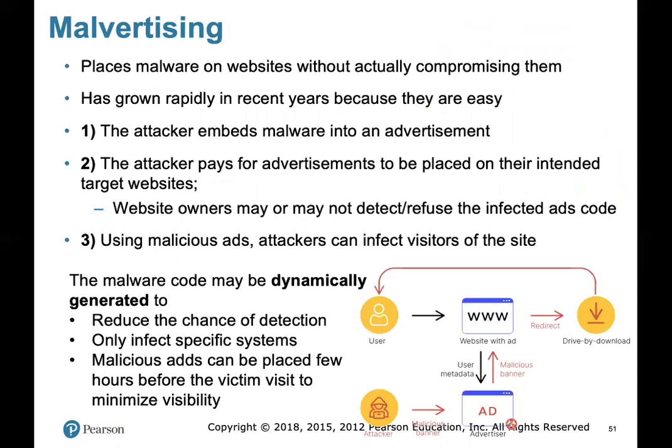Okay, the next type of malware that I'm going to talk about is called malvertising. Malvertising is when the attacker develops some compromised advertisement. The attacker embeds some malware into an advertisement, and then pays and places the advertisement legally on some well-known websites or on the target website. And then the rest is just waiting for the user to come and visit that website.